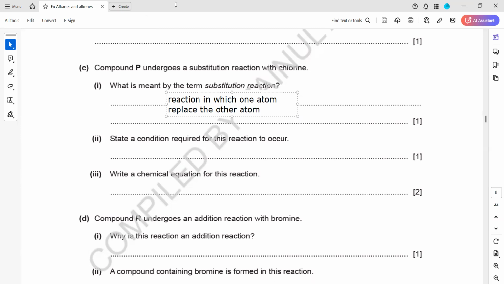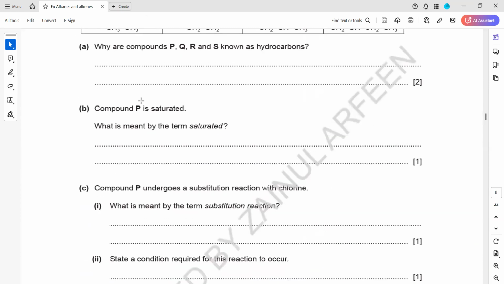State the condition required for this reaction. So this is a photochemical reaction, so we need UV light. Or write a chemical equation. So how to write a chemical equation? We have to check what P is. P is C2H6.